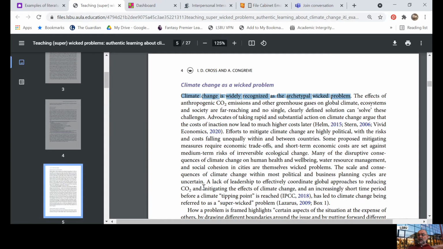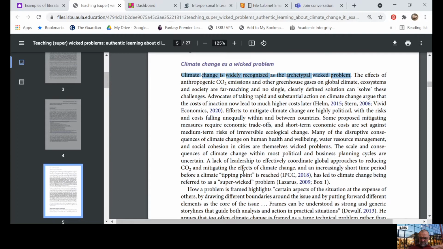Climate change is widely recognized as the archetypal wicked problem. So I know as a reader that everything in that paragraph is going to come back to that topic sentence. I know that everything in this paragraph is going to be about how climate change is seen as a wicked problem, and that lots of people think that.